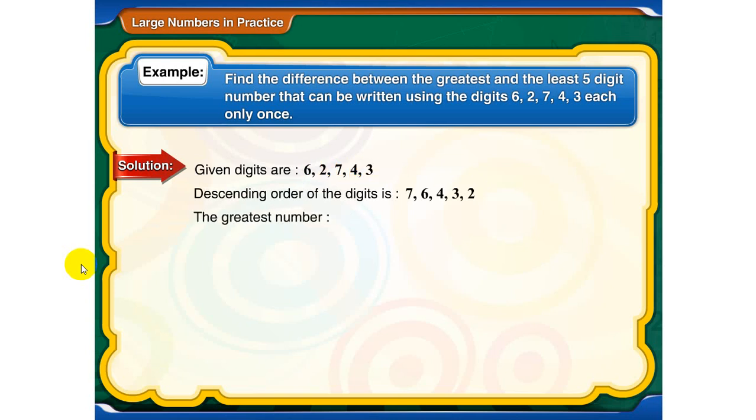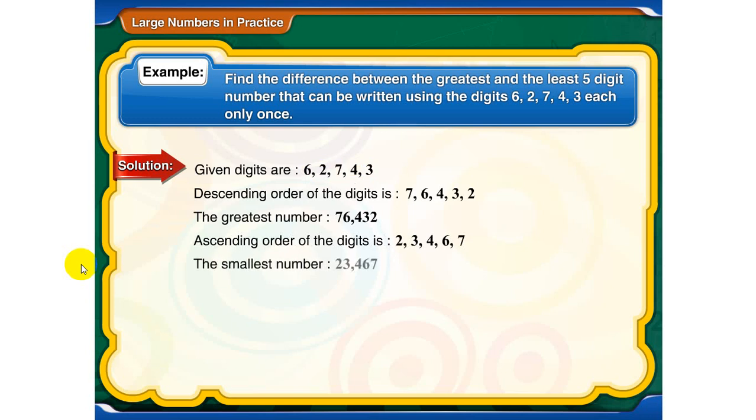So the greatest number is 76,432. Similarly, for the smallest number, we have to arrange the given digits in ascending order. Ascending order of the digits is 2, 3, 4, 6, 7. So the smallest number is 23,467.